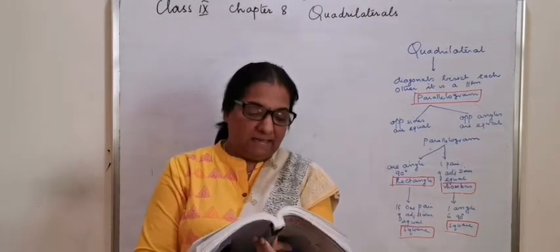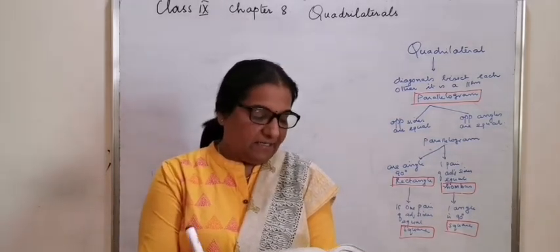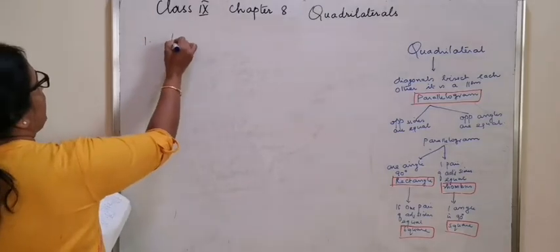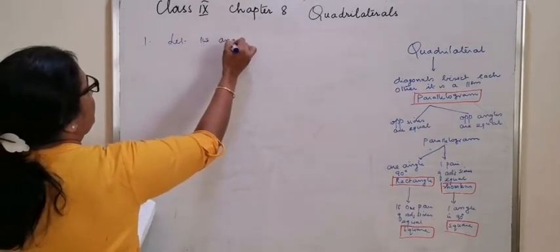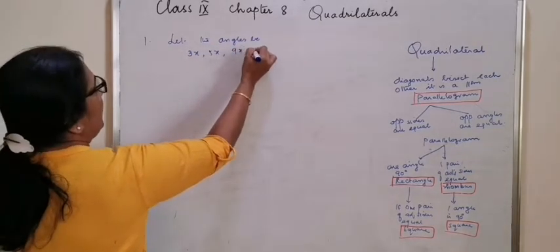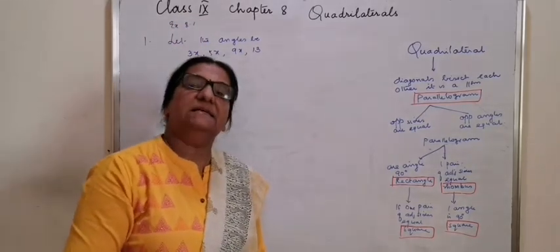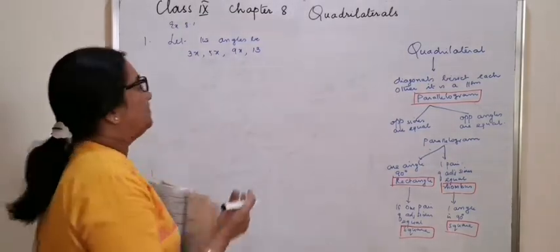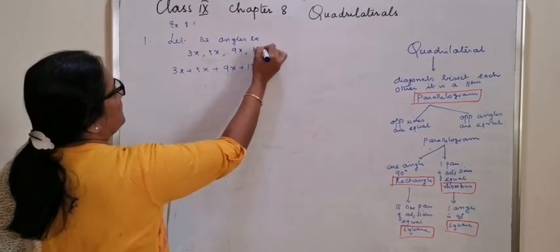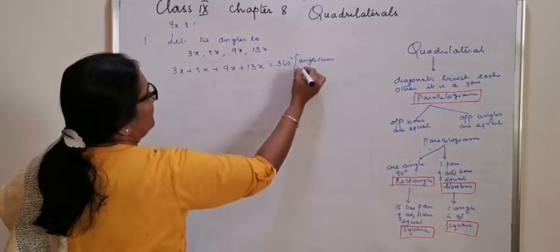The angles of a quadrilateral are in the ratio 3:5:9:13. Find all the angles of the quadrilateral. So if it is given as a ratio, we take it as, let the angles be 3x, 5x, 9x and 13x. The sum of all angles of a quadrilateral is 360 degrees. By applying that property, 3x plus 5x plus 9x plus 13x is equal to 360 degrees, angle sum property of a quadrilateral.